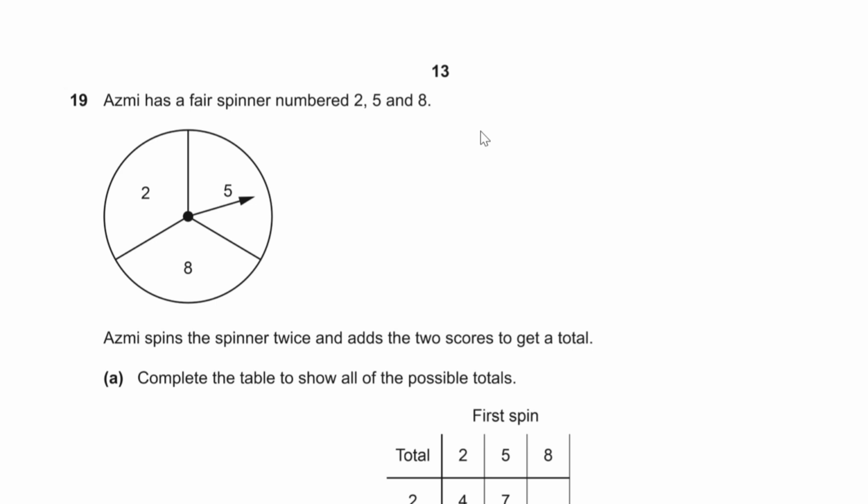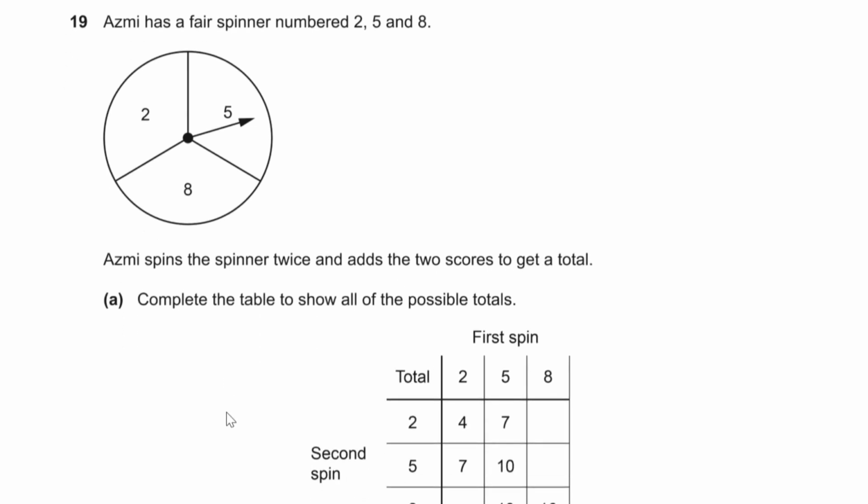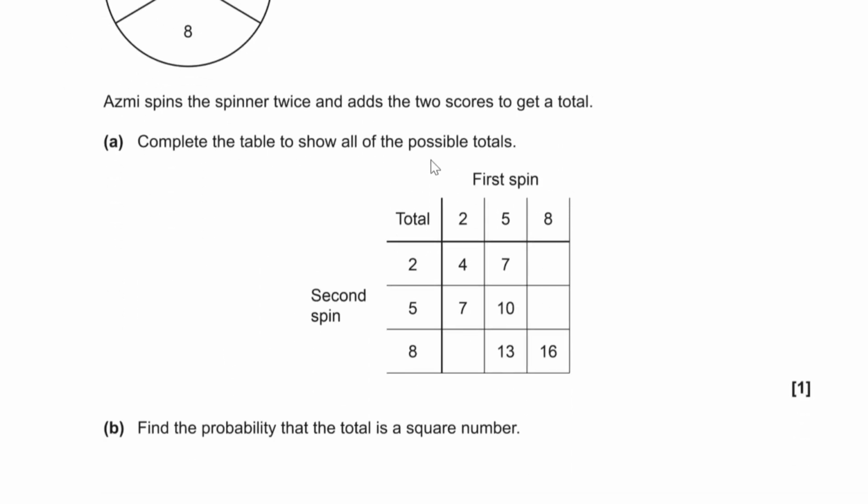Question number 19. Asmi has a fair spinner numbered 2, 5 and 8. Asmi spins the spinner twice and adds the two scores to get a total. Part A, complete the table to show all of the possible totals. 2 plus 2 is 4, 2 plus 5 is 7, 2 plus 8 is 10. 5 plus 2 is 7, 5 plus 5 is 10, 5 plus 8 is 13, 8 plus 2 is 10, then we have the 8 plus 5 which is 13 and the 8 plus 8 which is 16.